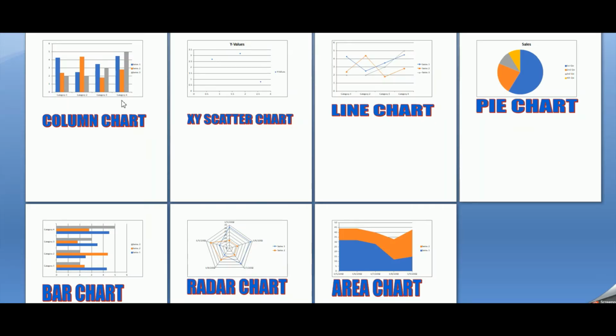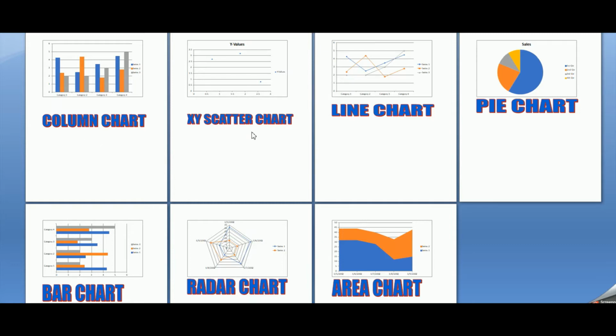See here, the first picture you can see, this is the column chart. In this column chart, the categories are typically organized along the horizontal axis, and the values are on the vertical axis, as you can see over here. So this is the column chart.